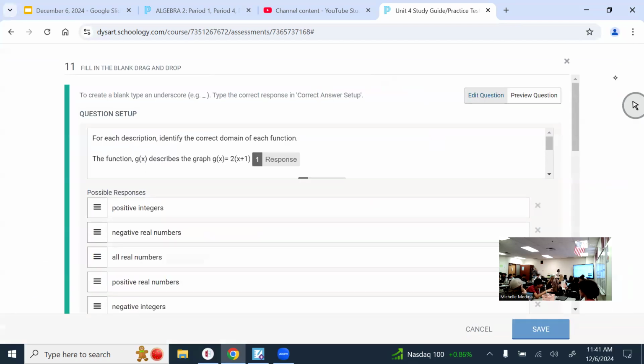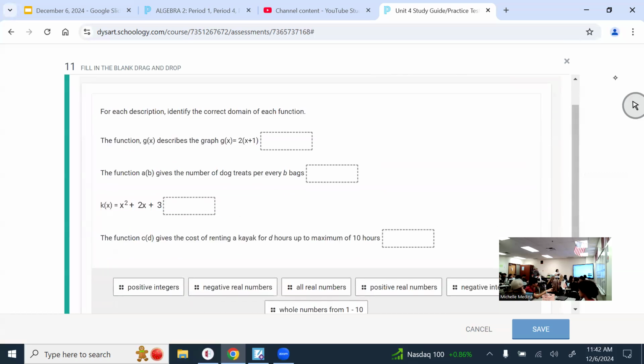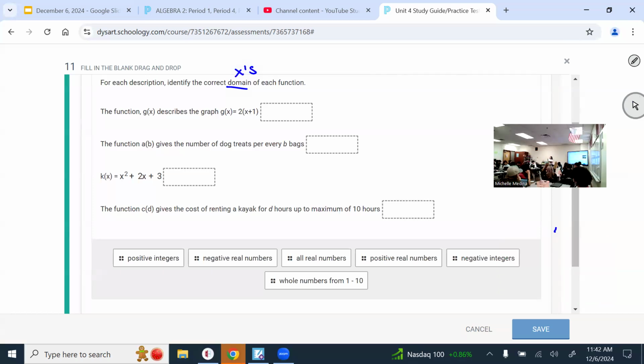So for each description, identify the correct domain of each function, and we have different rows or different scenarios. Domain refers to all the x's or inputs, independent variable, lots of things we call them. It's not asking about range in this one, so it's really just saying what are our possible x's or possible inputs, kind of like we did in that one activity. Notice our answer options are like phrases rather than just numbers. So hopefully you know the difference between positive and negative numbers.